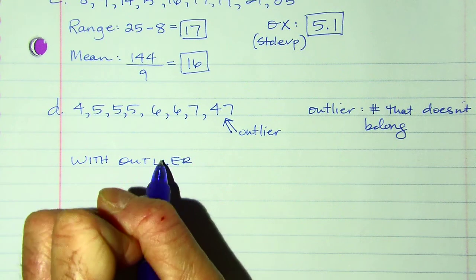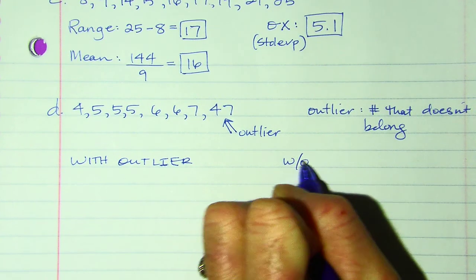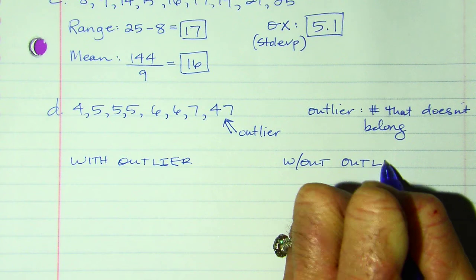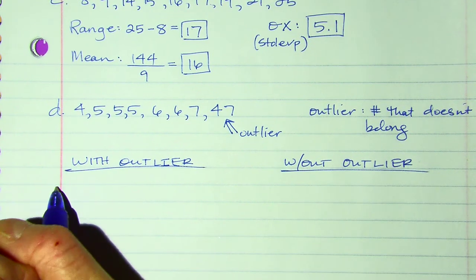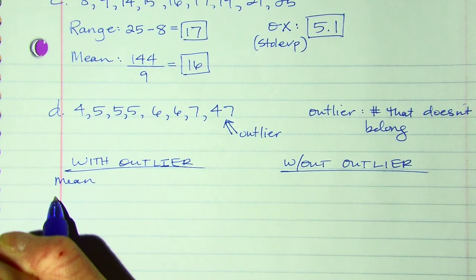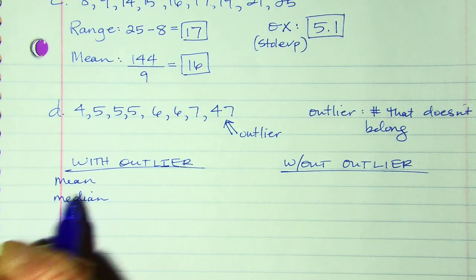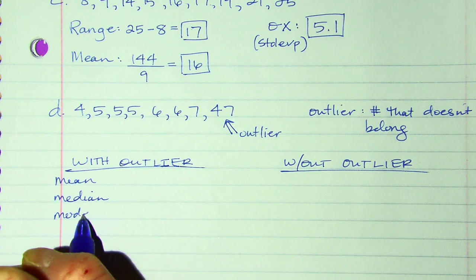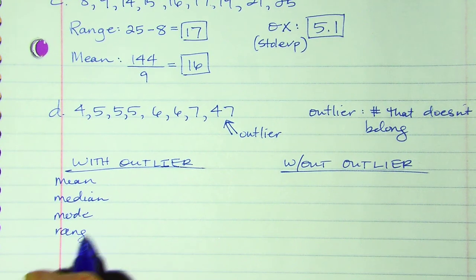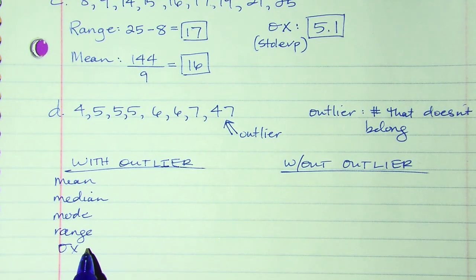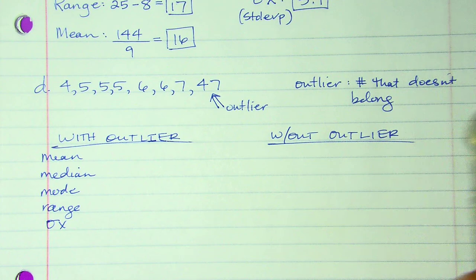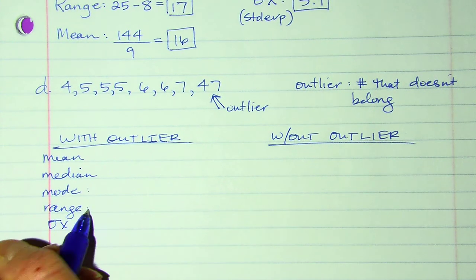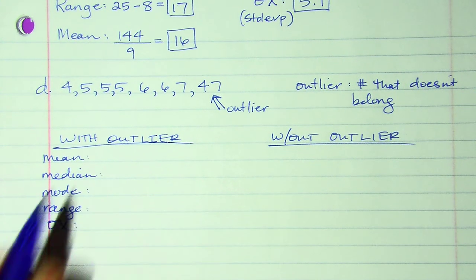So they'd like us to calculate a bunch of data with the outlier, sorry, this should be an I, and without the outlier. So I'm going to have data on both. And they asked us to find the mean, the median, the mode, the range, and standard deviation. And I'm going to do that for both lists. Okay? So you can use your calculator, up to you.